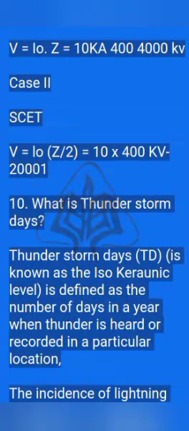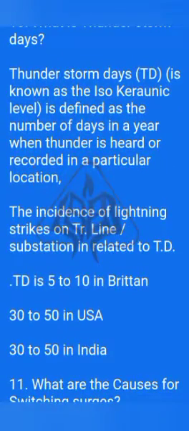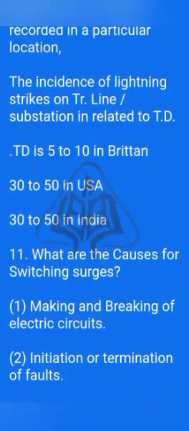10. What are thunderstorm days? Thunderstorm days, TD, known as the isokeraunic level, is defined as the number of days in a year when thunder is heard or recorded in a particular location. The incidence of lightning strikes on transmission lines and substations is related to TD. TD is 5 to 10 in Britain, 30 to 50 in USA, and 30 to 50 in India.